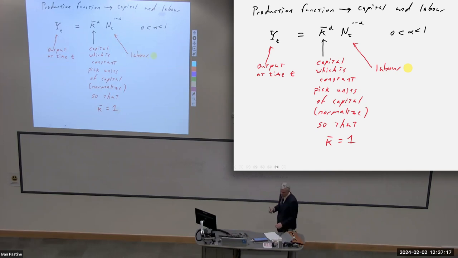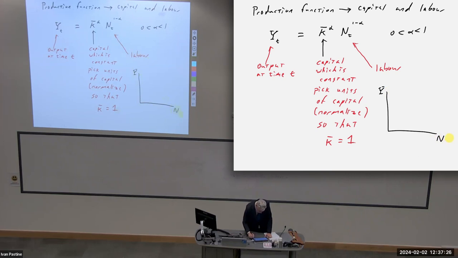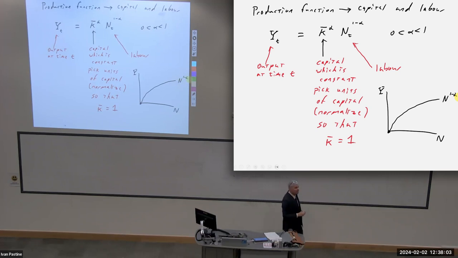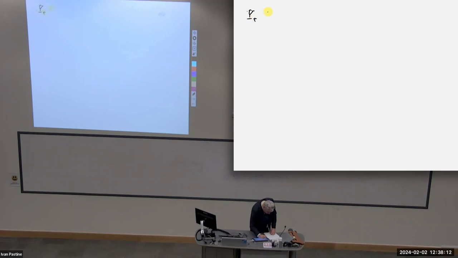So if we graph this thing, if I put capital Y here and N here, if I have zero workers, I get zero output, right? Because N to this 1 minus alpha, so N to this fraction, it's like the square root. If alpha happens to be 1/2, then it's a square root. Take the square root of the number of workers, zero workers, square root of that is zero. And then it goes up like this. This is N to the 1 minus alpha. Looks like that. So our production function, if I go on to the next page, after all of that, is Y_t equal to N_t to the 1 minus alpha. Alpha is somewhere between 0 and 1, somewhere in that range.